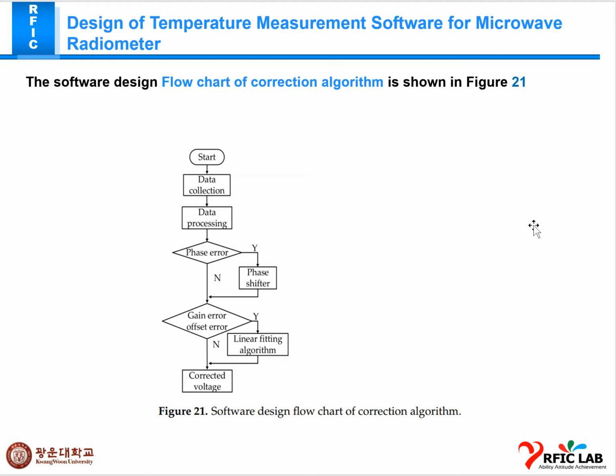Then if there is a gain error, also through the output of true or false. If there is a gain error, offset error is true, it uses the linear fitting algorithm. If gain error offset is false, it directly shows the corrected output voltage.